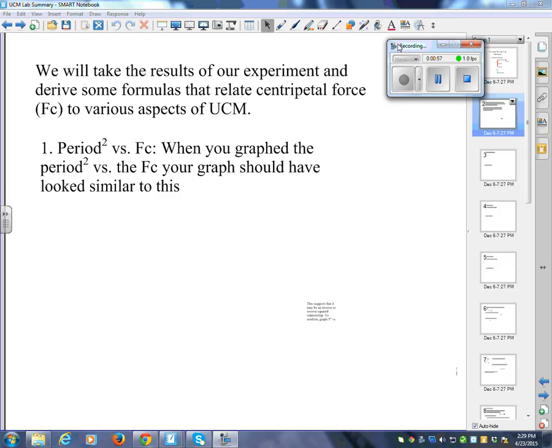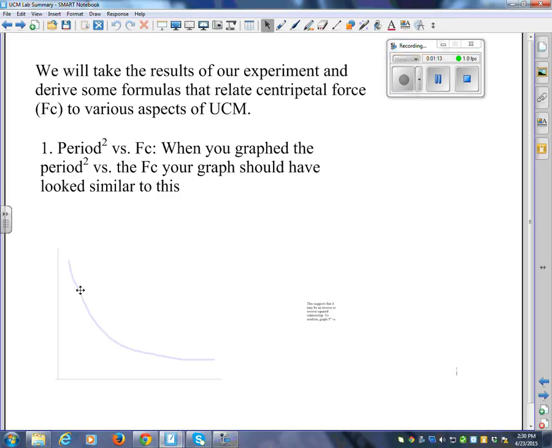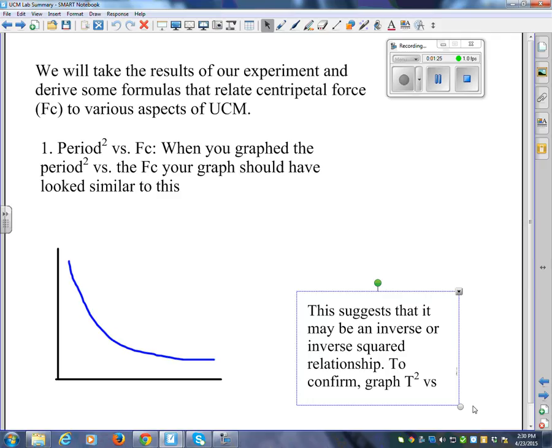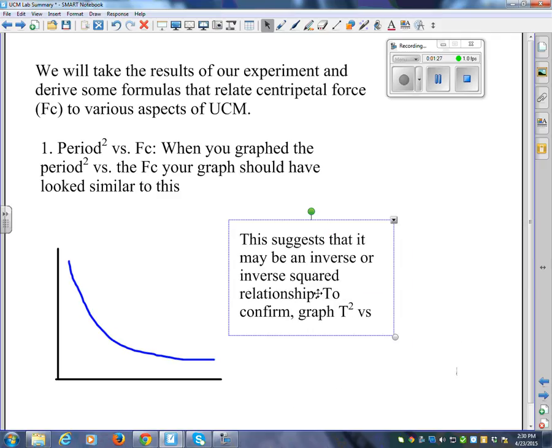What did your graph look like? You should have your graph with you. What did your graph look like when you graphed period squared versus FC? Was it curved? Is this the one that was curved? Yeah. So you should have got that. Did everyone get that, every group? It was pretty obvious, right? And as I said before, we generally get pretty good results. So what this suggests is that it may be an inverse or an inverse squared graph.